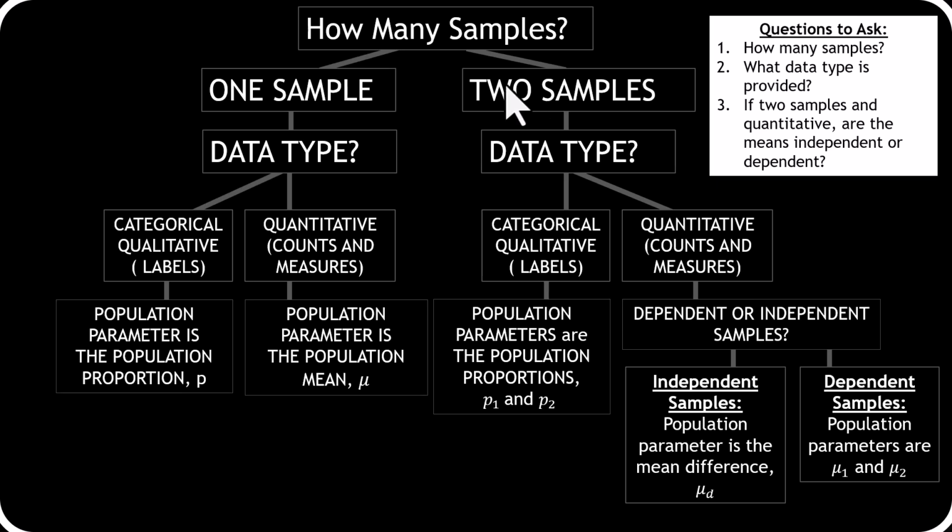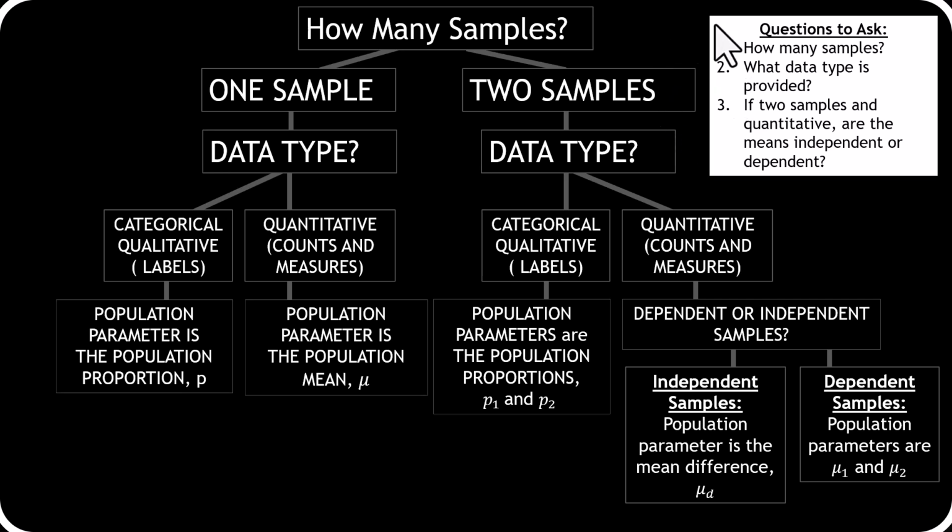So I can summarize this whole entire graphic by simply asking 3 questions anytime I go to do a hypothesis test. I need to ask myself, how many samples do I have? What data type is provided? And then if my answer is that 2 samples and a quantitative data type is provided, then I have to ask myself this 3rd question, which is, are the means independent or dependent?